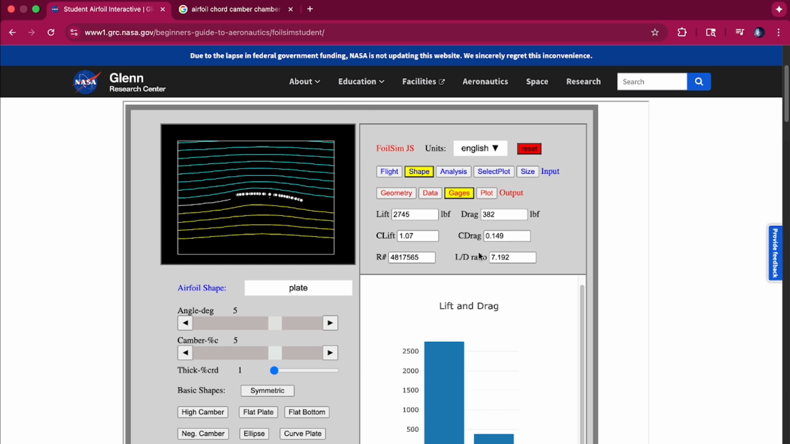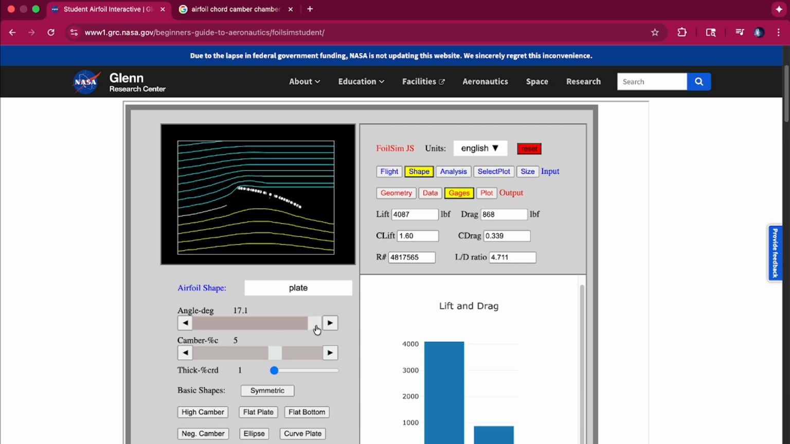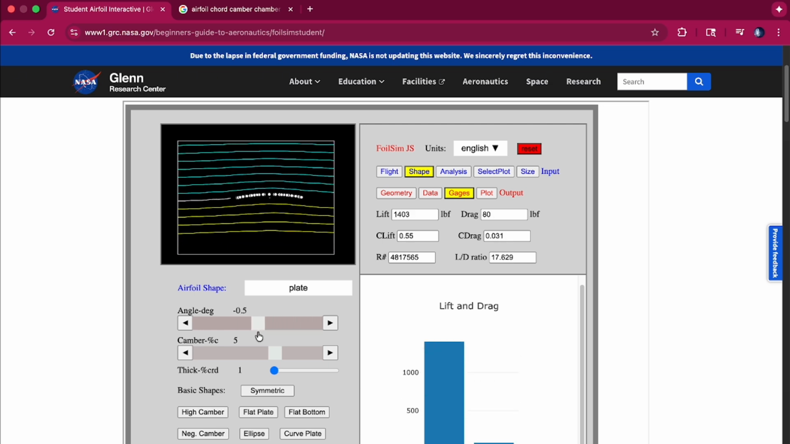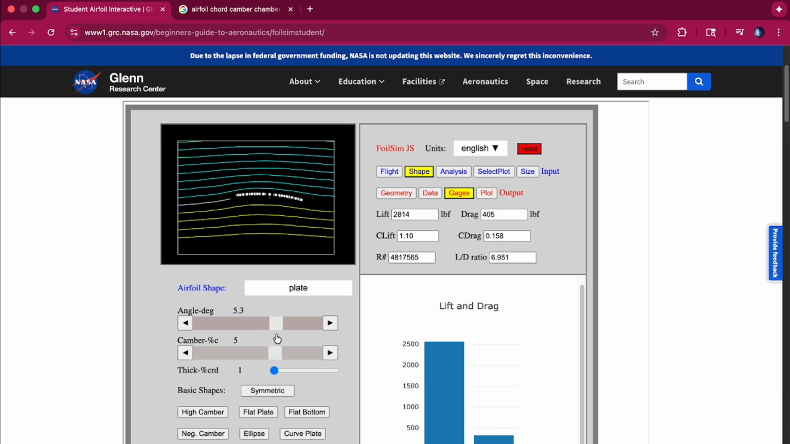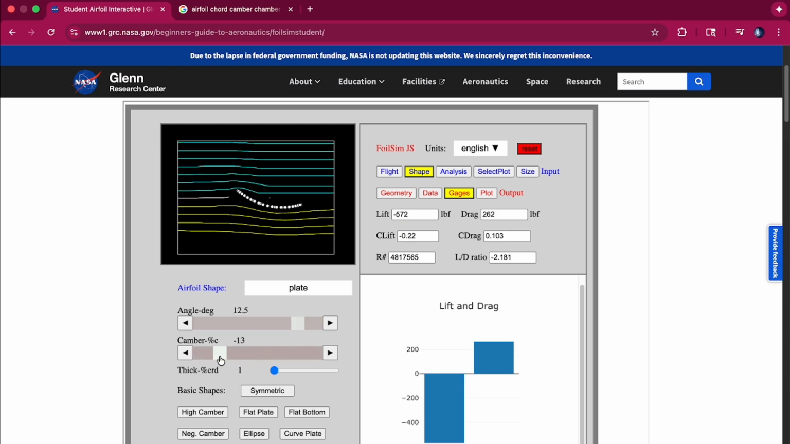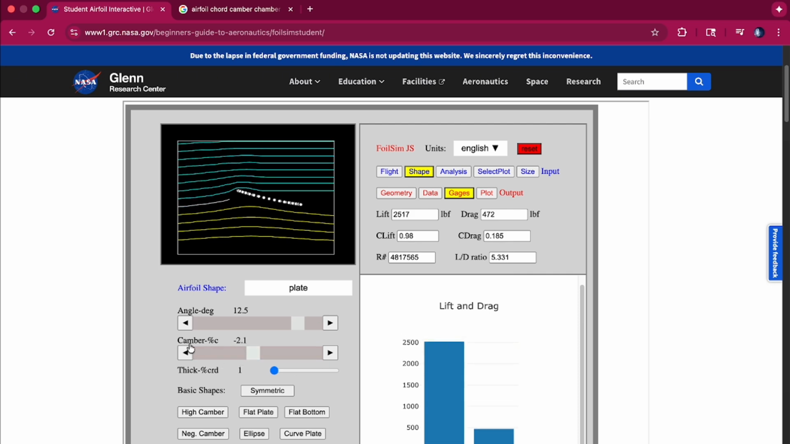These parameters over here, you can see. Notice that. Actually, let's take a look into this. These are the airfoil shapes. If you increase the angle degree, we can see that the drag is going to decrease if you go down, and the lift as well. But if you increase it, they both are going to go up. If the camber decreases, it kind of shows that the drag is going to be higher than the lift.